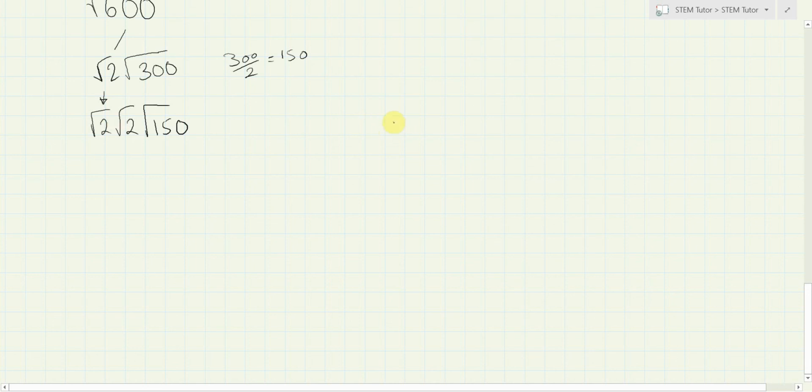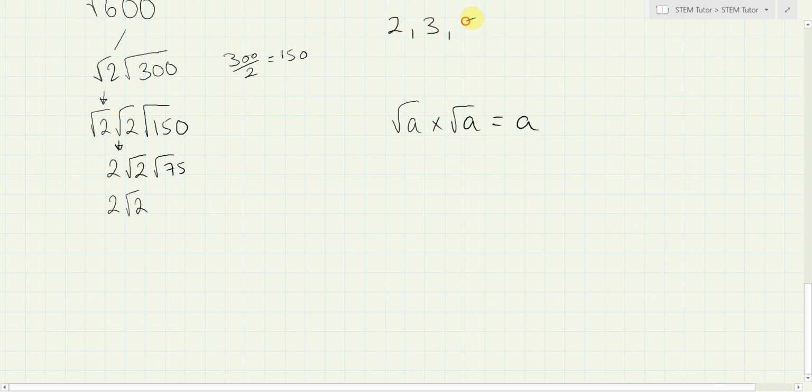Now we can use our rule where root A multiplied by root A equals A. In this example we have root 2 multiplied by root 2, so that would give us 2. Now to put in another step here, we can take out another root 2 from this root 150: root 2, root 75, because 150 divided by 2 is 75. So now we maintain our 2, our root 2. Now 75 doesn't go into 2, so we've exhausted all the 2's at this moment in time.